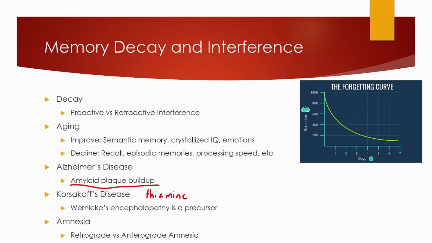Now, lastly, amnesia is memory loss. Retrograde amnesia is the inability to recall old memories, while anterograde amnesia is the inability to make new memories.